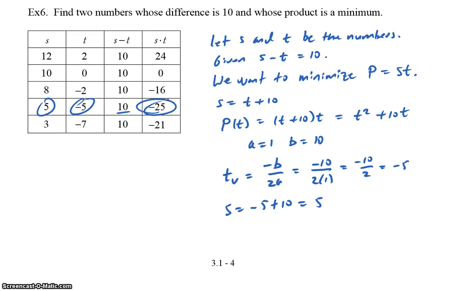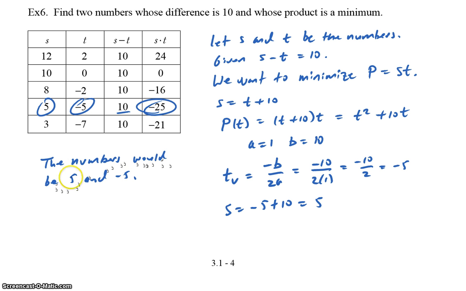So the numbers would be 5 and negative 5.